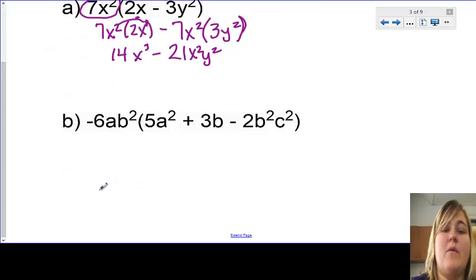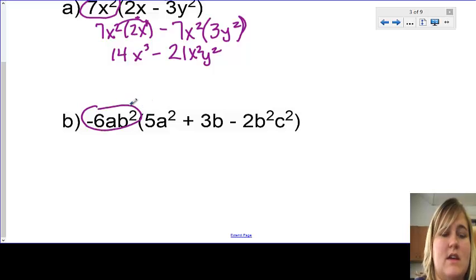Same thing happens here. I want you to go ahead and pause and try and do this one on your own. On B, we're going to start by distributing that negative 6ab squared to everything on the inside.